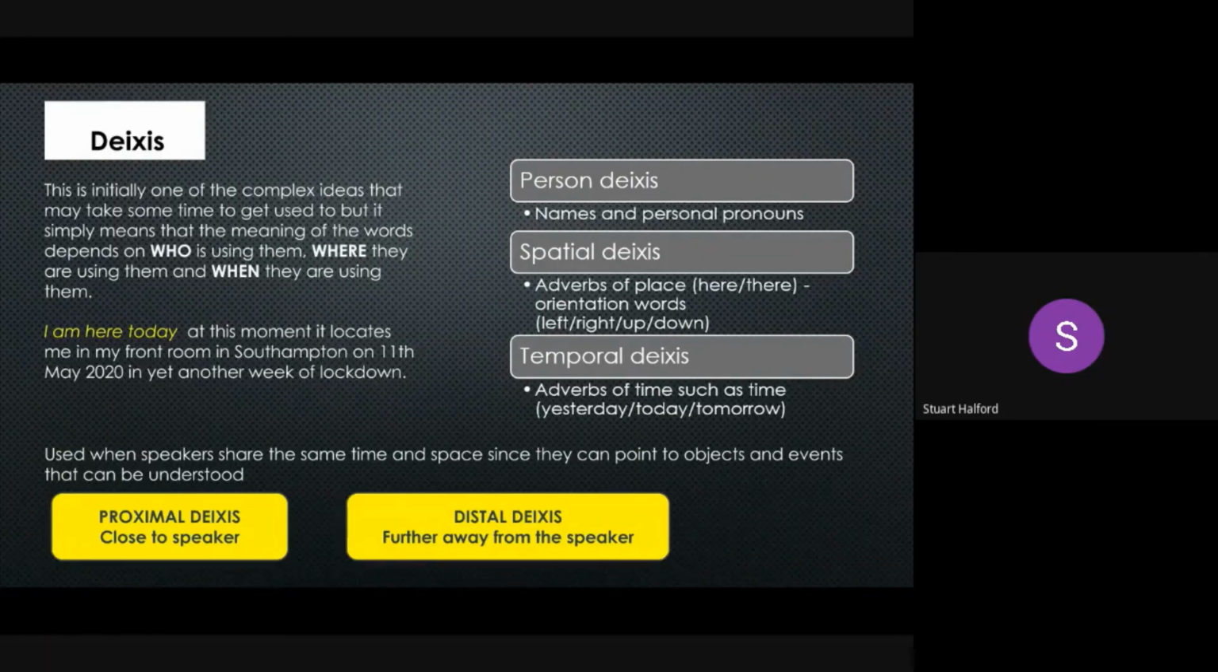As I say, don't worry too much about deixis. We don't use it that much. Concentrate more on the politeness strategies and the positive and negative face and the maxims that Paul Grice devised. That would be the best advice for dealing with pragmatics.